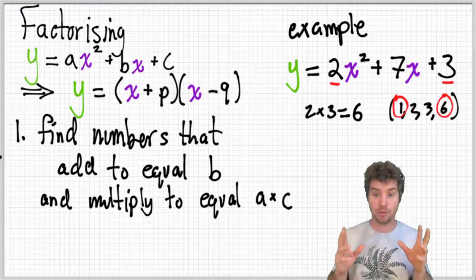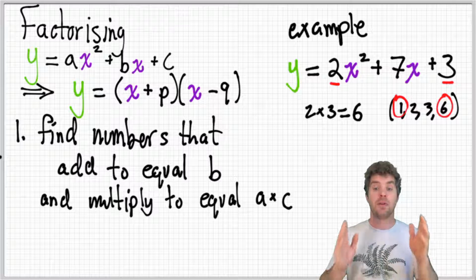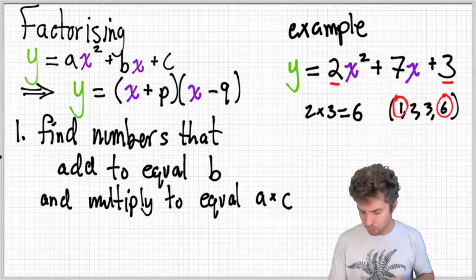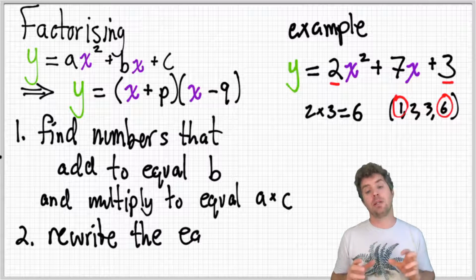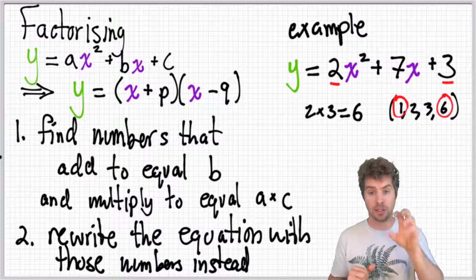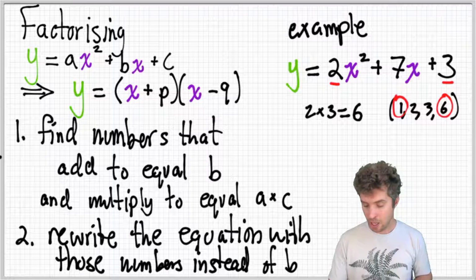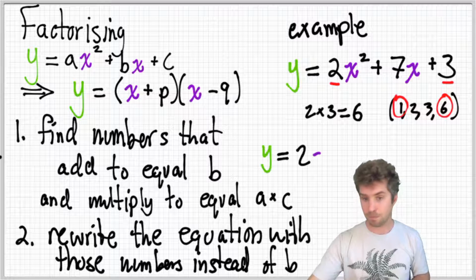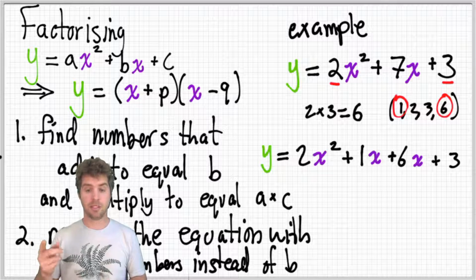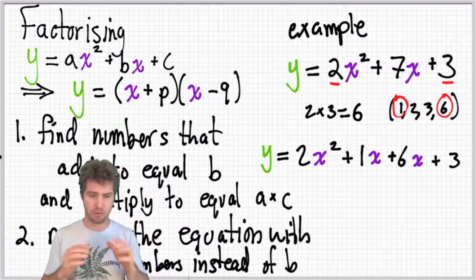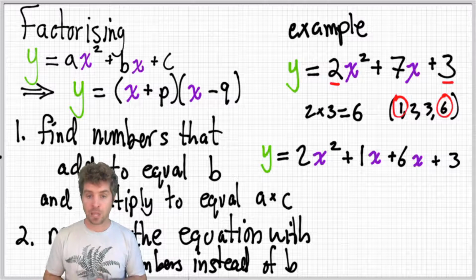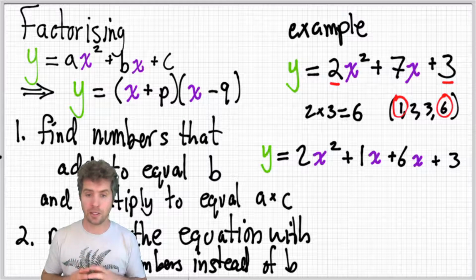So we've got our two numbers, 1 and 6. They add to 7. They multiply to 6, that was the goal. So what do we do now? Well, we rewrite the equation using those numbers rather than the original b term. So instead of 7x, we're going to use 1x and 6x. Like so. So we'll have 2x squared plus 1x plus 6x. Now, of course, you could just write x, but I'm emphasizing that we're using that 1, and then the plus 3, right? That's our second step, rewriting it like that.